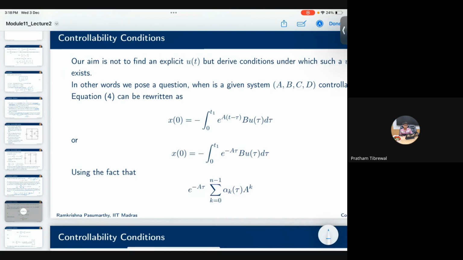Even before I control a system and go on to buy a controller, I should first ask: the first thing is not to find u of t. First is, can I control the system? That is a question which we will ask.